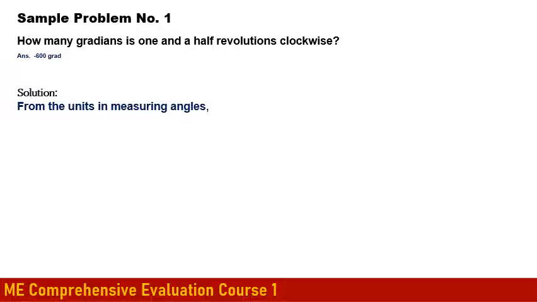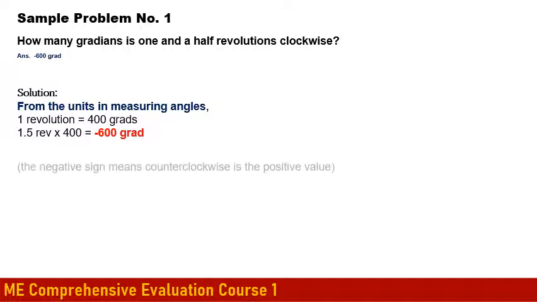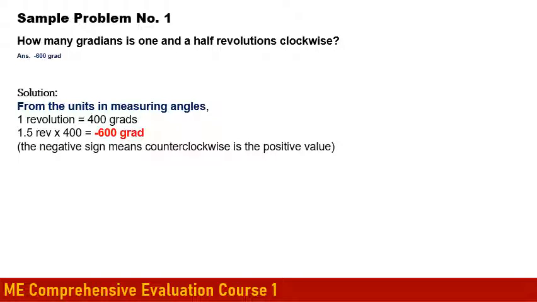From the units of measuring angles, we know that 1 revolution is 400 grads. Then, for 1.5 revolutions, we multiply it by the conversion factor 400 grads per 1 revolution, so the answer would be negative 600 grads. Take note that the negative sign means clockwise. Counterclockwise is the positive value.